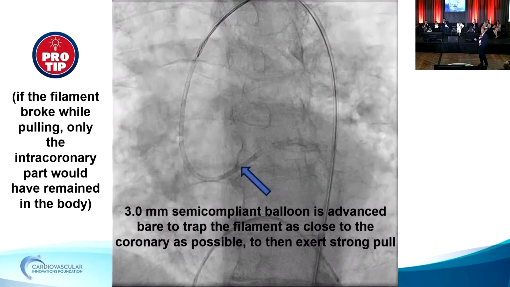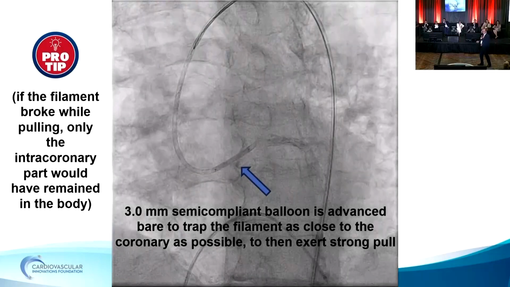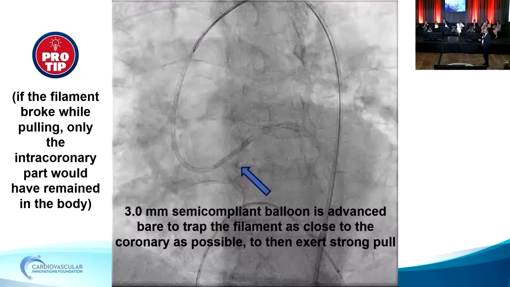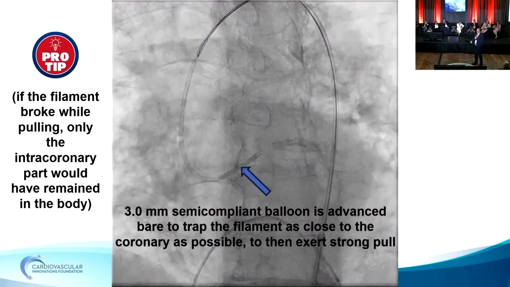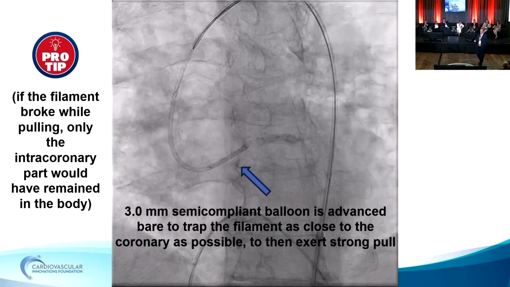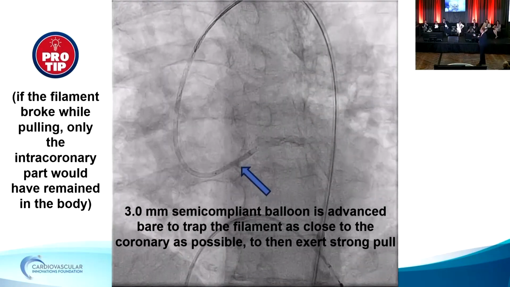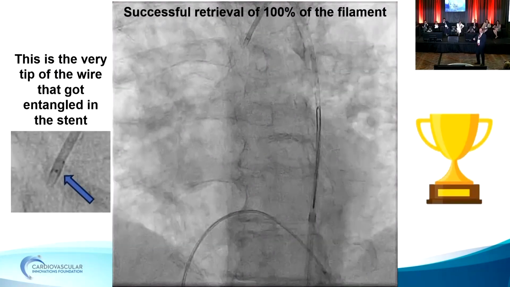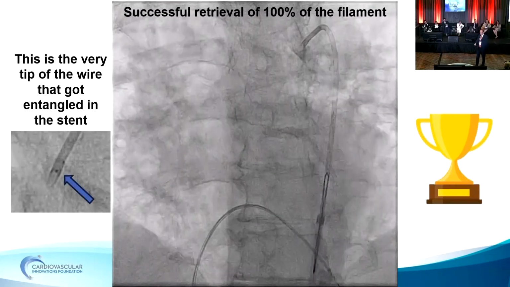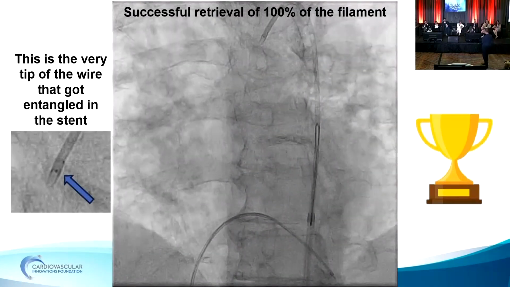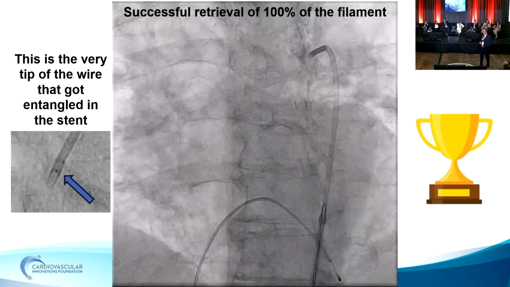So we advanced a bare balloon, a 3.0 balloon, as far as possible into the guide, basically the tip, to trap it there. And then at that point, we pulled everything out because of what I just explained, that otherwise we didn't want to leave any other fragment in the aorta. And you can see in this inset that the dot that was before in the coronary is now in the guide, so it means that we have 100% of the wire with us. And this is how it looks.